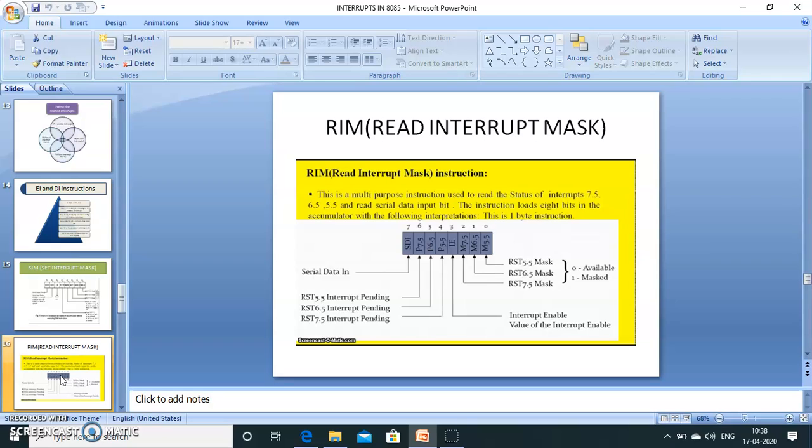And the RIM instruction is also there, that is read interrupt mask. We can read the status of each interrupt at a time. In the case of M5.5, M6.5, and M7.5, we can read the mask status. If it is 1, it means it is masked, and if it is 0, it is unmasked.